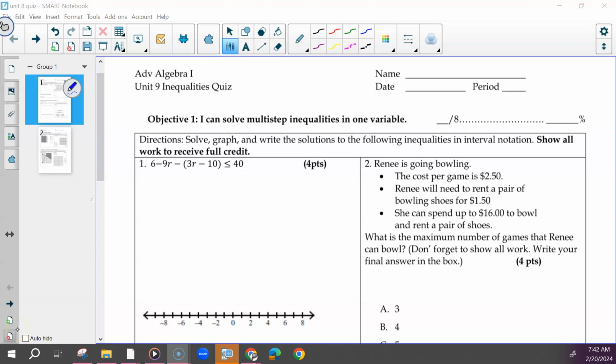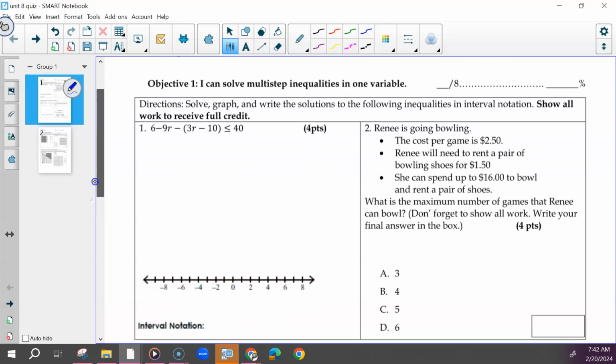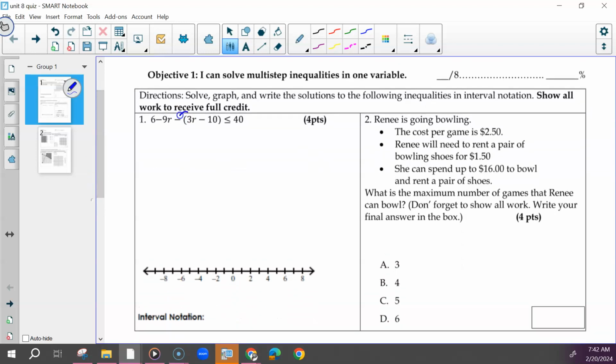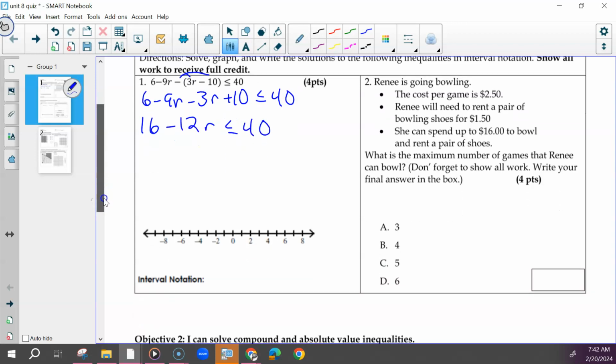Okay. Most of us did find some minor issues. So for number 1, we should have distributed the negative, combined like terms, and then solved for R.